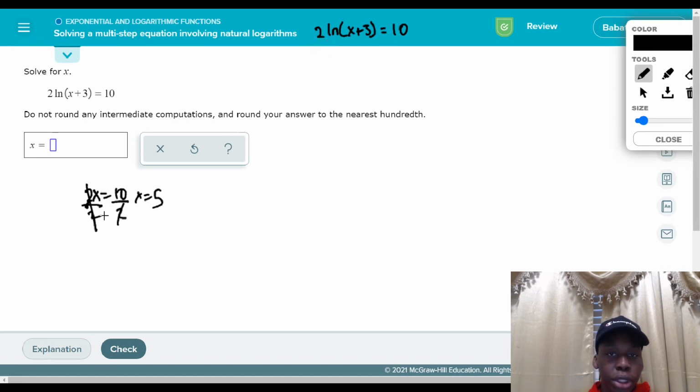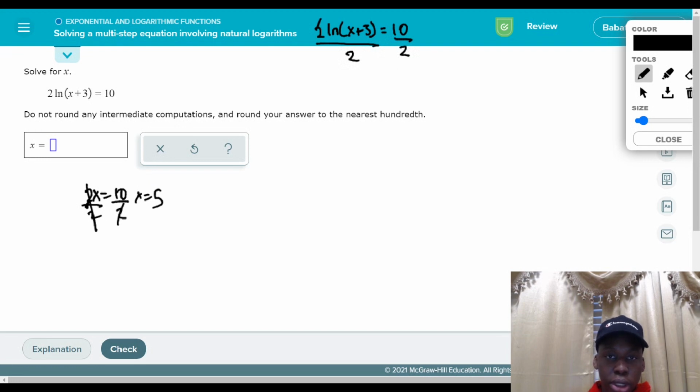The same thing that we did here, that's what we're going to do here, because this is the same thing as 2 times ln (x plus 3). This one over here is the same thing as 2 times x equals 10. So in order to remove 2, we're going to implement the same thing we did here. We're going to divide both sides by 2 first. Let's start with that. This is divided by 2, and this side is divided by 2.